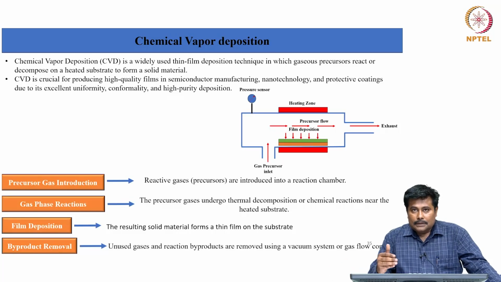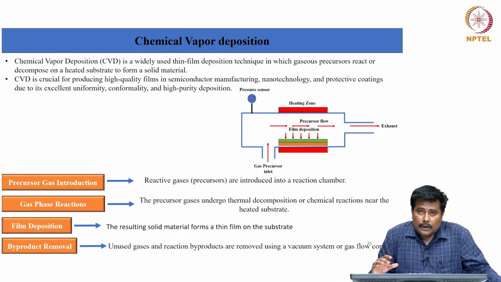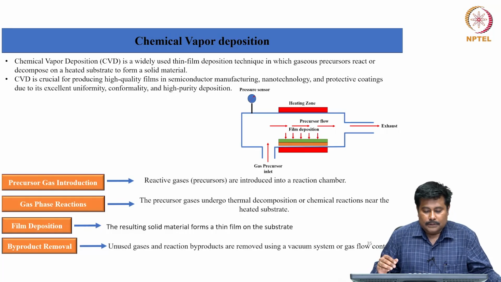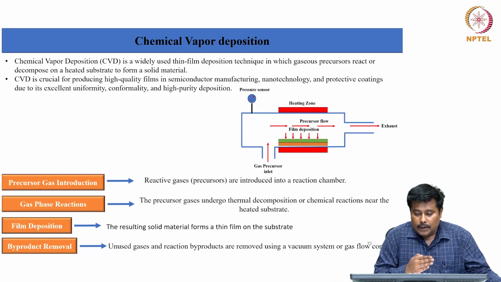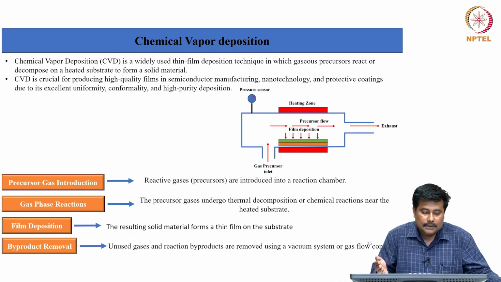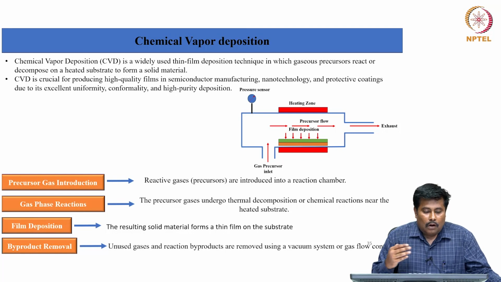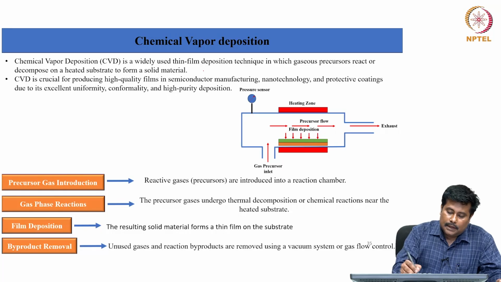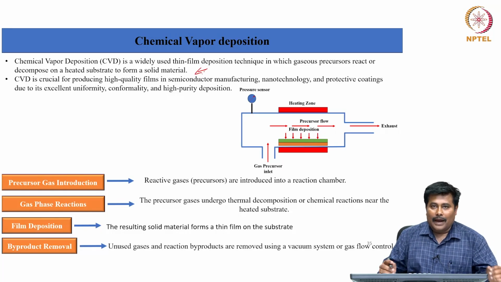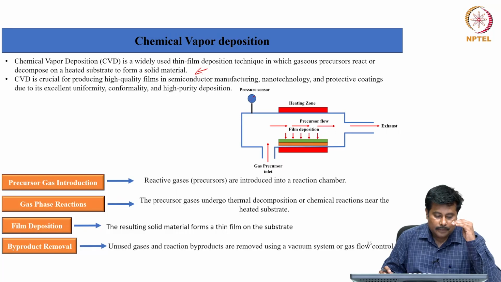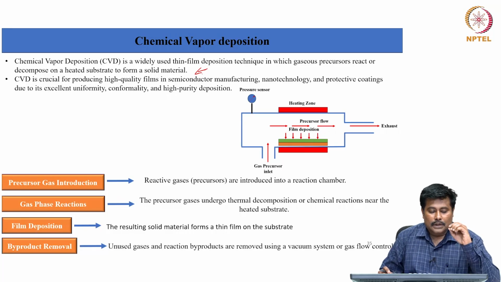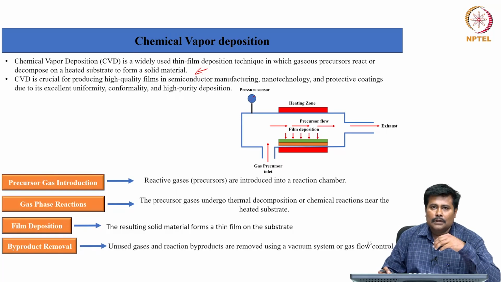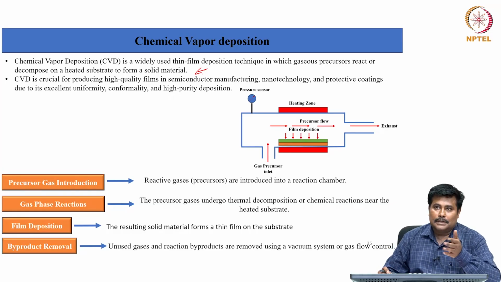So in the earlier slides, we had discussed the overall detailed overview of the CVD process. This CVD process is widely used as a thin film deposition technique in which gaseous precursors react or decompose on a heated substrate to form a solid material. Ideally, as discussed earlier, this heated substrate acts as a catalyst for the growth of these thin films, and CVD is crucial for producing high quality films in semiconductor manufacturing, especially in nanotechnology and protective coatings.